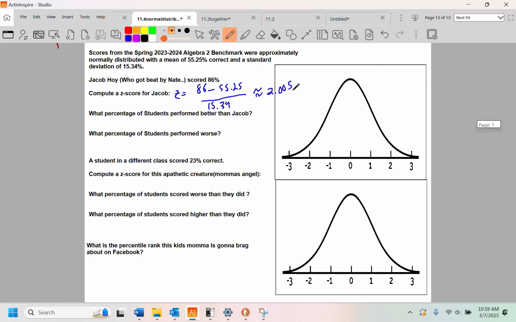All right. Now, if I think about my table, this is going to lie somewhere about right here. Or not my table, my normal curve. What percentage of students performed better than Jacob? That's going to be over here. And it's going to be kind of funny. Your upper bound is going to be 999,999 standard deviations. And Jacob is the left boundary or the lower boundary. The lower boundary is Jacob. And Jacob is 2.005.